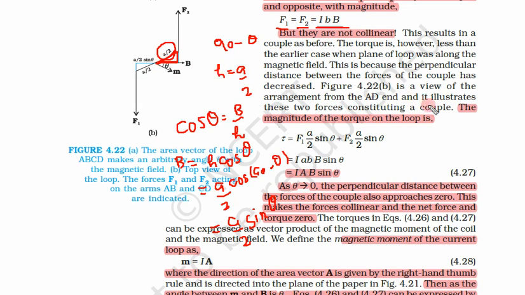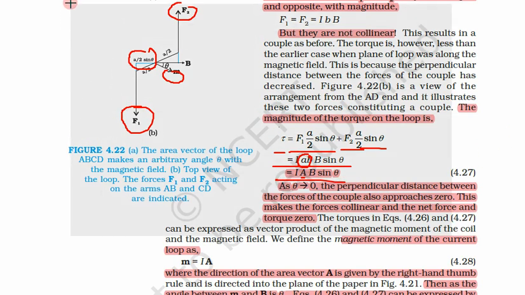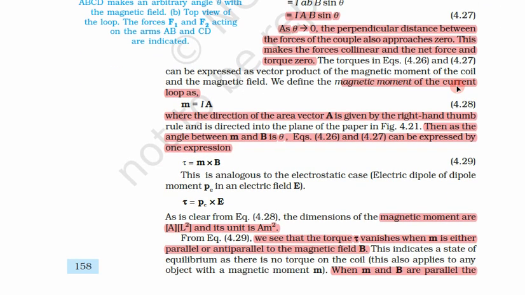So this is the distance. Previously it was simply a by 2, now it is a by 2 sine theta. So total torque is force 1 into a by 2 sine theta, plus force 2 into a by 2 sine theta in this direction as well. So total torque is I A B sine theta, and this AB will become A, the area of this loop. So now it must be clear to you, this time torque is also angle dependent.